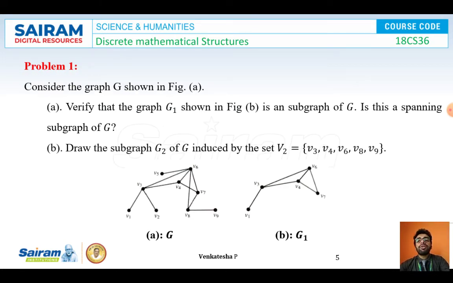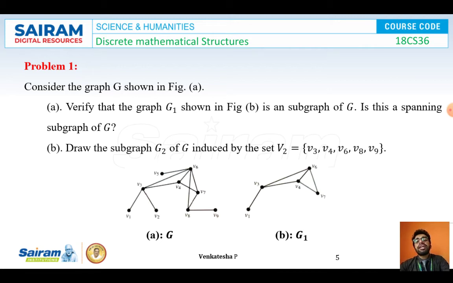We can see some problem here. A graph G is shown in figure A. Check whether the graph G1 shown in figure B is a subgraph of the graph G, and whether it is a spanning subgraph of G. After this, draw the subgraph G2 of the graph G, which is obtained by the vertex set V2 equal to V3, V4, V6, V8, V9.